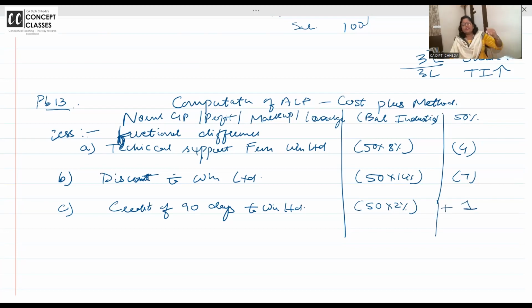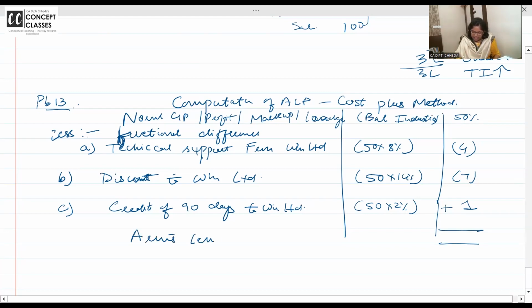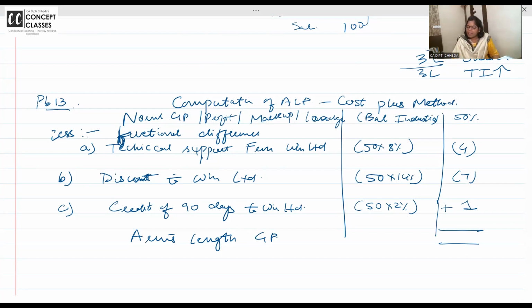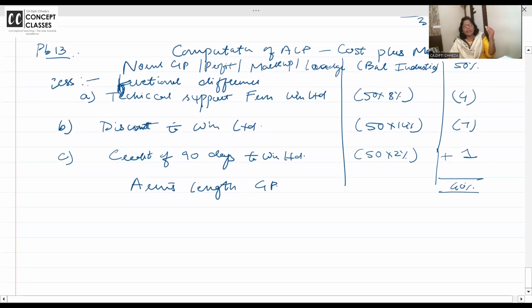1. Because when you give credit period, you increase the selling price. So add. When I am getting the support from them, when I am giving discount to them, my profit margin is decreasing. So now, what is the arm's length GP? 40%. Anyone is having any doubt, you may be doing it for the first time, and this is not a crash course or fast track. I'm teaching it for you.